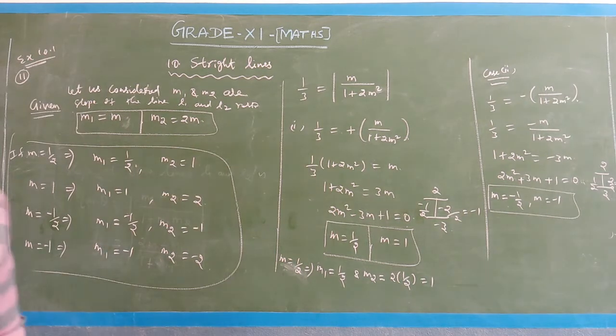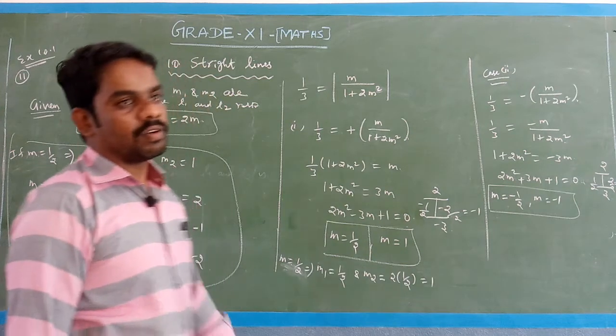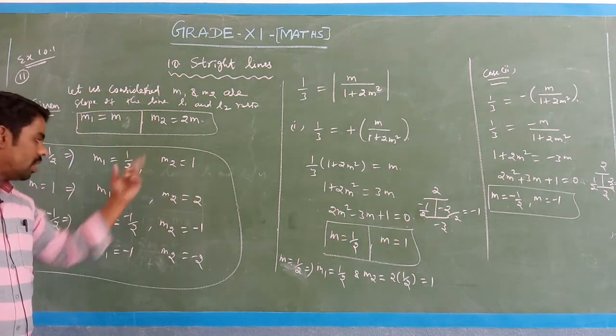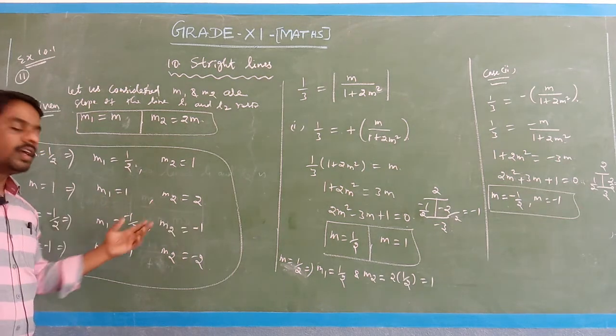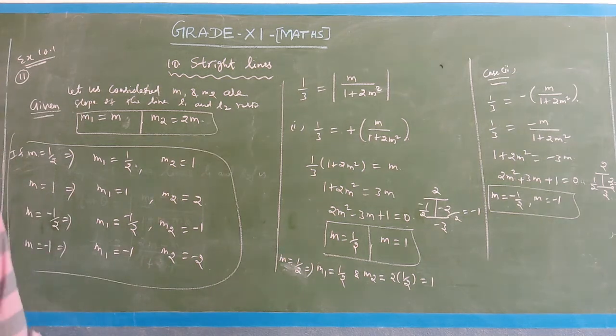Okay, our required answer. So the slope of these lines are 1 by 2 comma 1, or 1 comma 2, or minus 1 by 2 comma minus 1, or minus 1 comma minus 2.